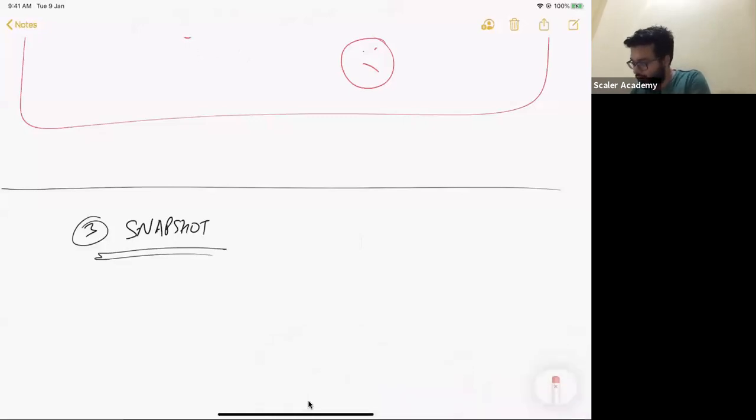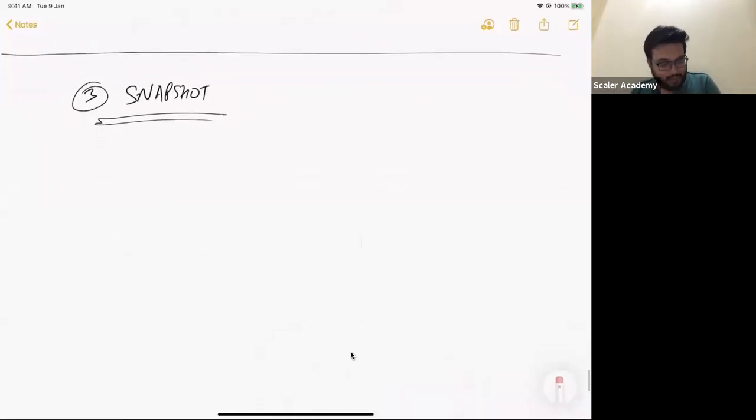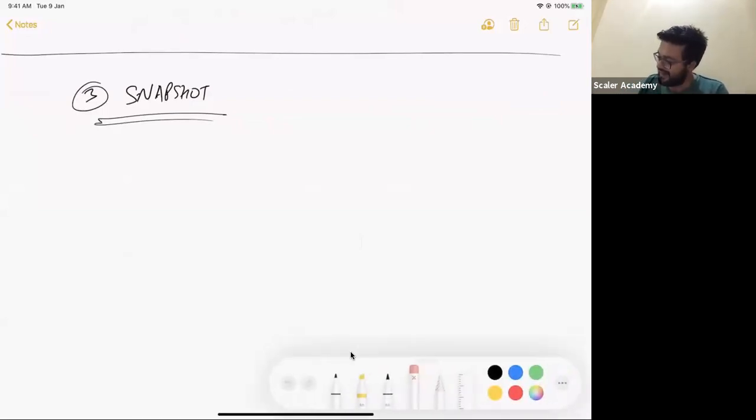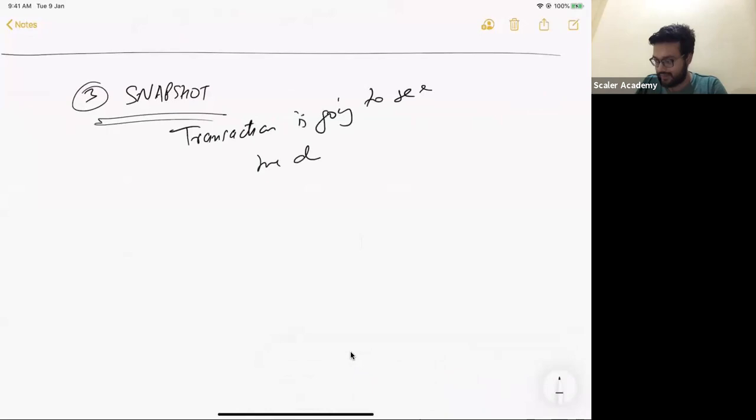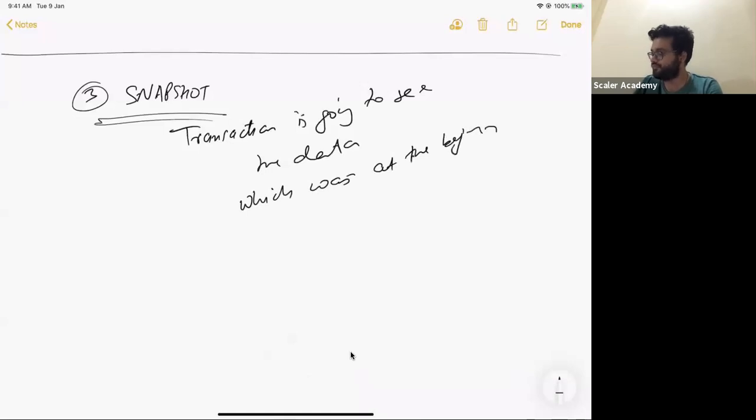So the third point was that we actually want to discuss the snapshot. Snapshot basically has all the guarantees till the second last, till the read committed. With that, you give another guarantee that any transaction is going to see the data which was there at the beginning time of the transaction.